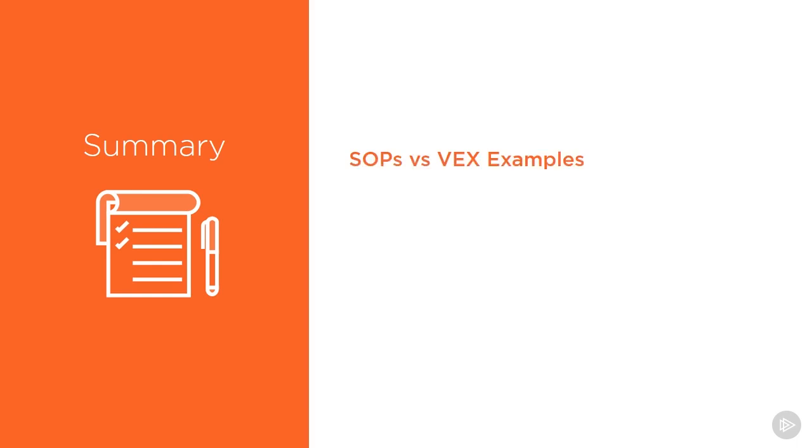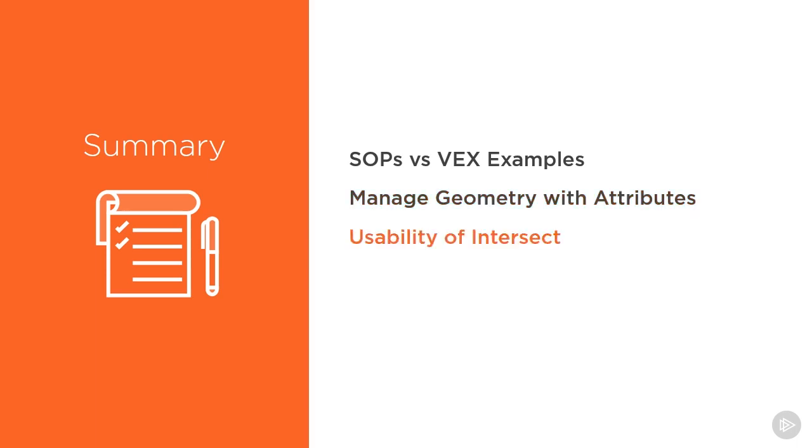In this module, you saw a few examples on how you can solve a problem either by using SOPs or VEX. Most of the time both ways work, but sometimes it makes sense to write the function you need by yourself. You also saw how you can manage your geometry by utilizing attributes. This allows you to isolate any part of your geometry. I think the usability of the function intersect was quite easy to see in the clips of this module. When you know how and when to use that function, it becomes a valuable tool for your projects.